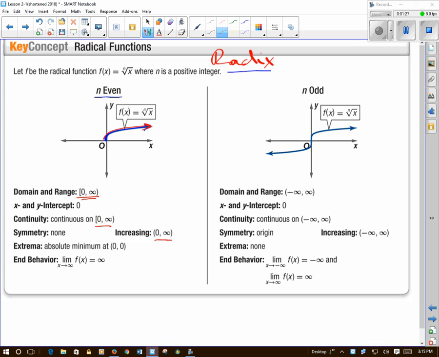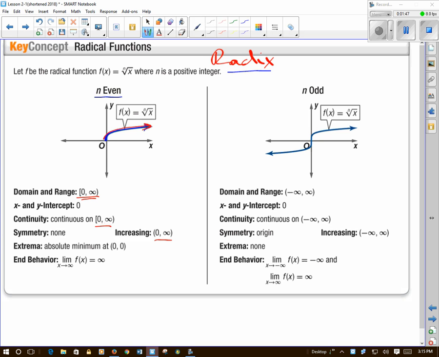Extrema: it has an absolute minimum at (0, 0). That's the lowest it's ever going to go down. And end behavior: the limit as x goes to infinity is infinity. There is no limit as x goes to negative infinity, since the graph doesn't go over to the left there.